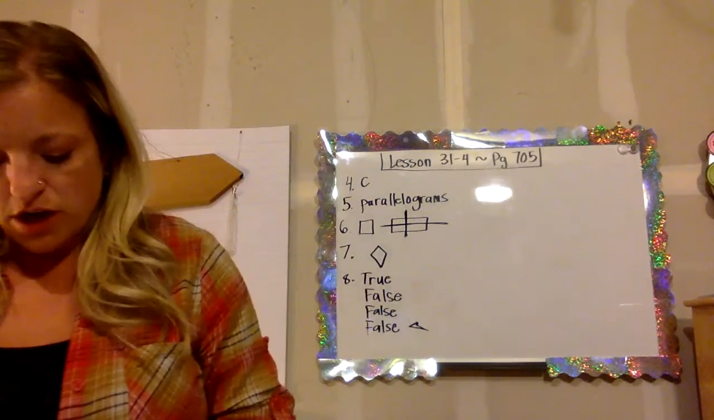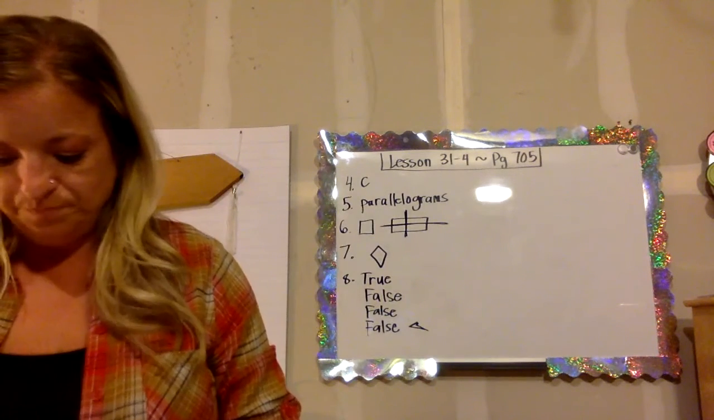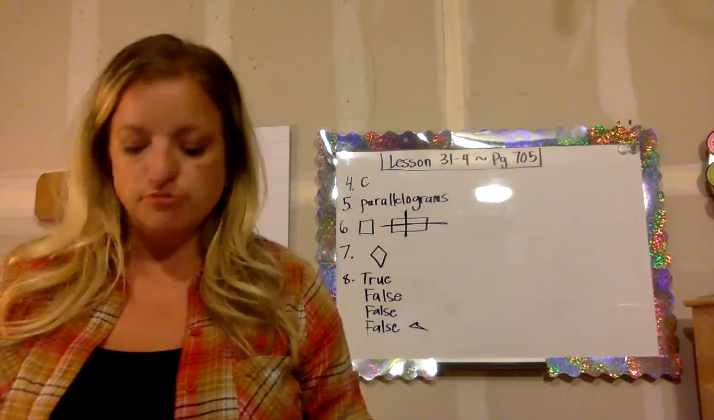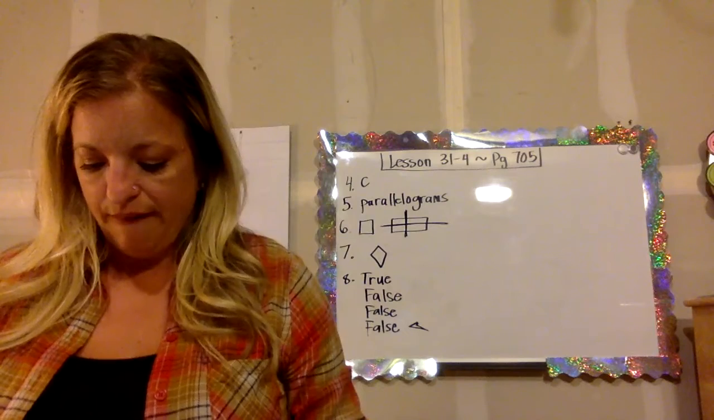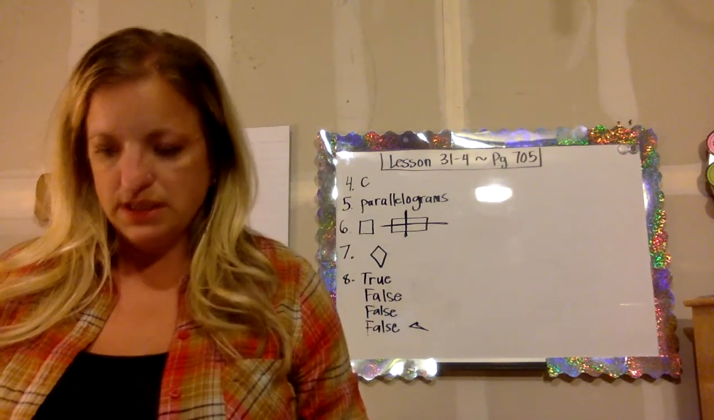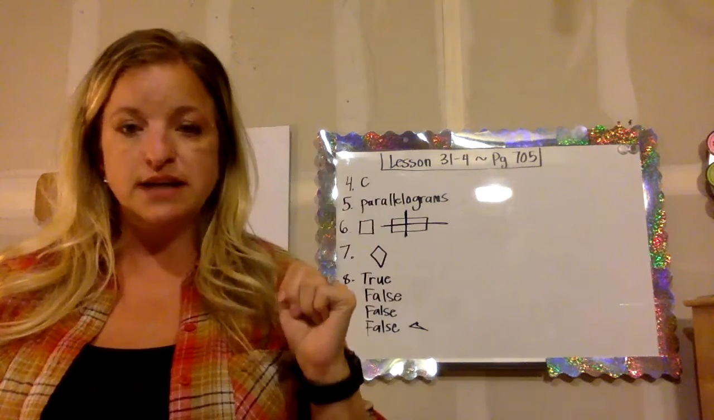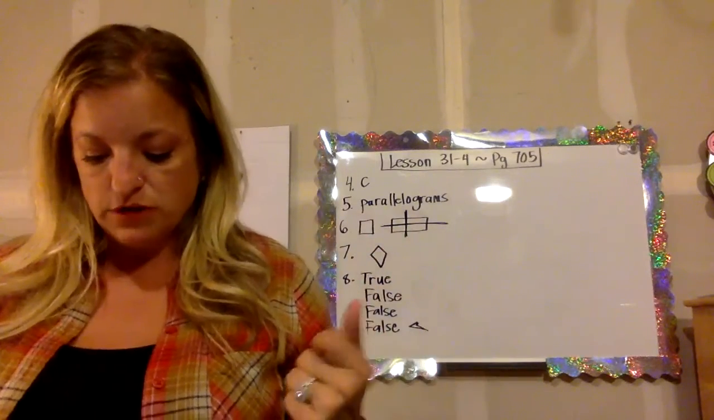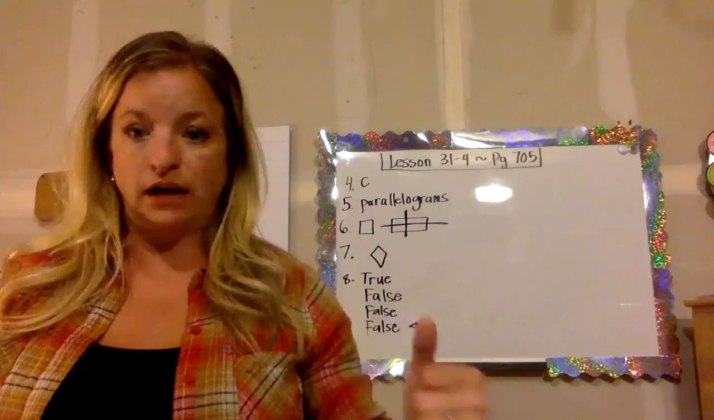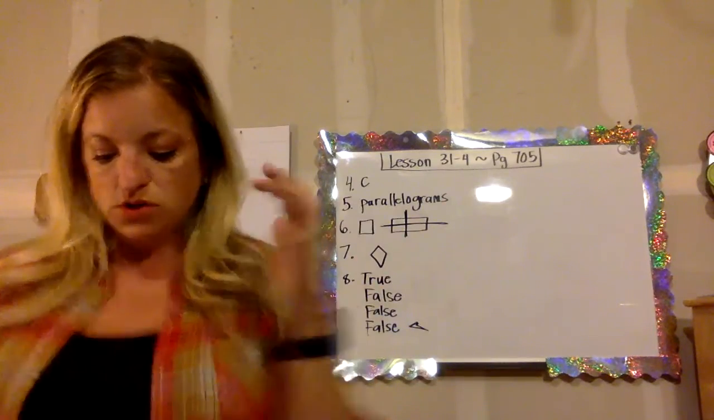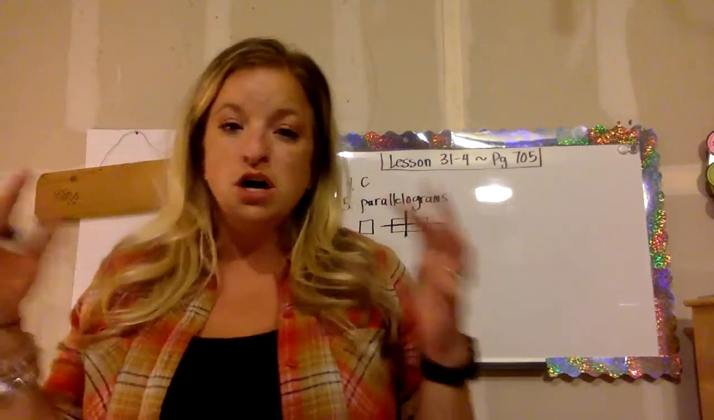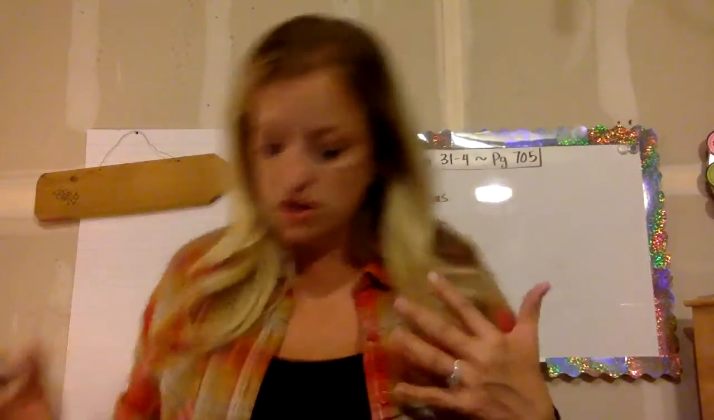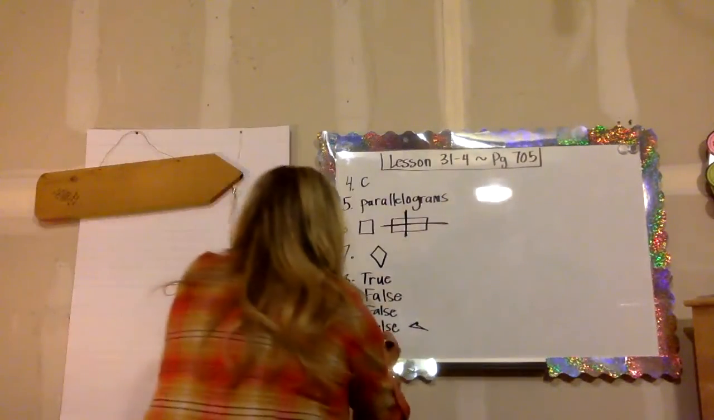Last one, all squares are rhombuses. This is interesting. Rhombuses have 4 sides and 4 angles. Rhombuses have all sides that are the same length. Guess what? Squares are the same way. The difference is that squares have right angles and rhombuses do not. So all squares are rhombuses. That's true. A rhombus is a square that is just leaning over to one side. Remember, it's tired. So the last one is true.